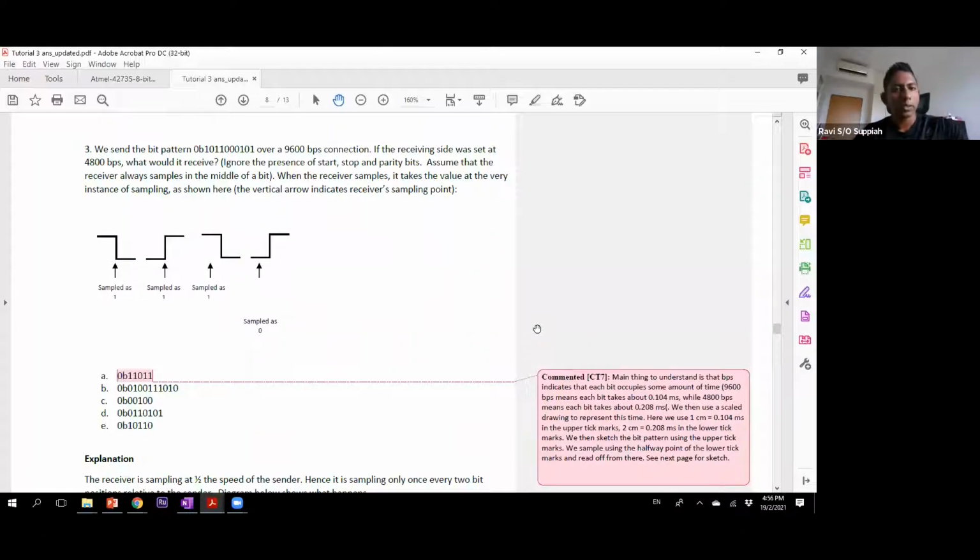In this question, we are basically sending this bit pattern over 9600 BPS. If you look at it, 1, 0, 1, 1, 0, 0, 0, 1, 0, 1. And if you want to draw it, it looks like this: 0, 1, 1, 0, 0, 0, 1, 0, 1.